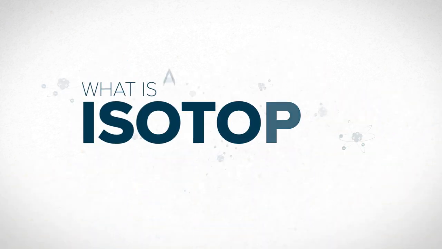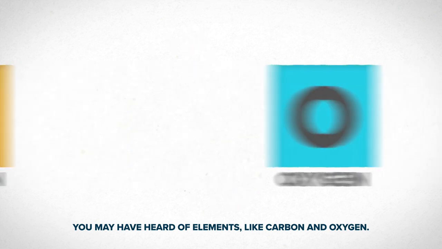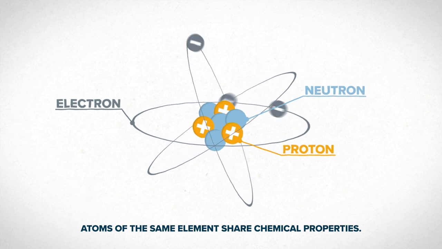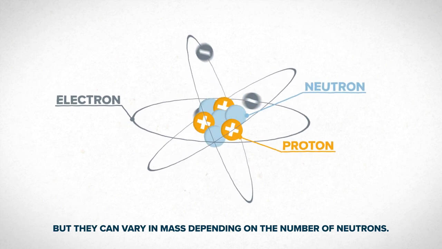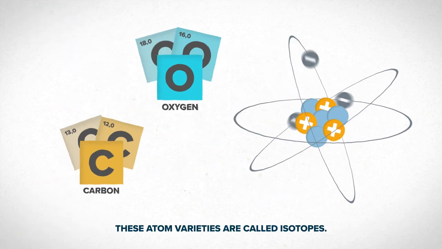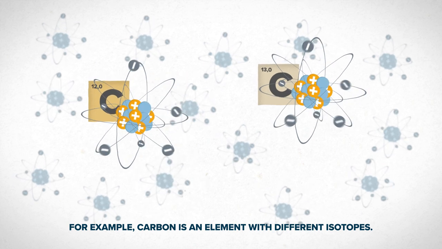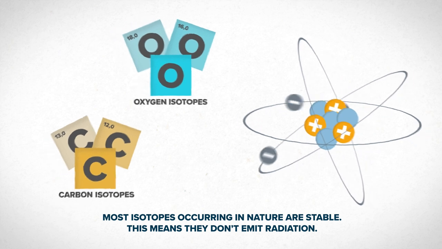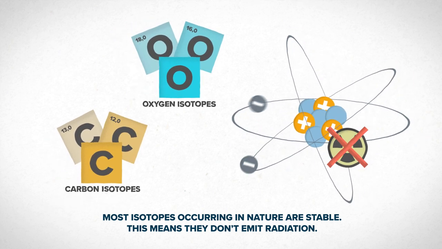So, what is an isotope? You may have heard of elements like carbon and oxygen. Atoms of the same element share chemical properties, but they can vary in mass depending on the number of neutrons. These atom varieties are called isotopes. For example, carbon is an element with different isotopes. Most isotopes occurring in nature are stable. This means they don't emit radiation.